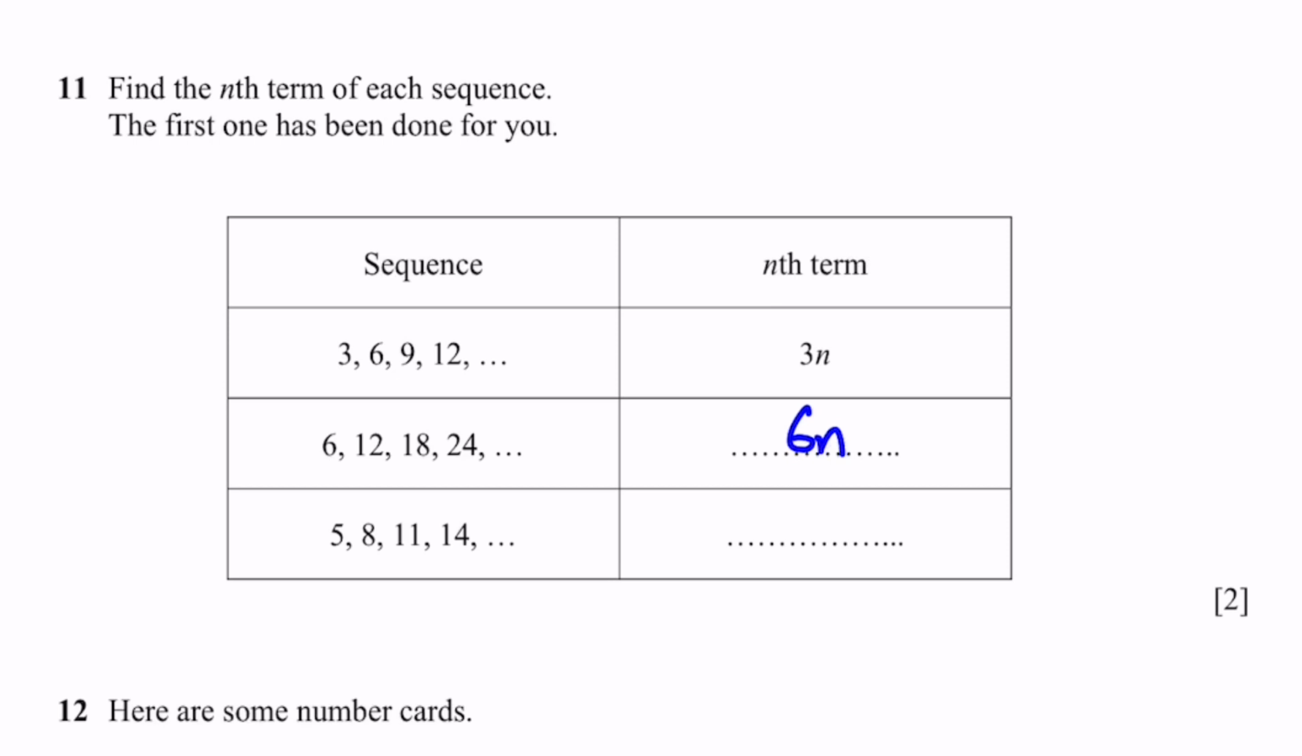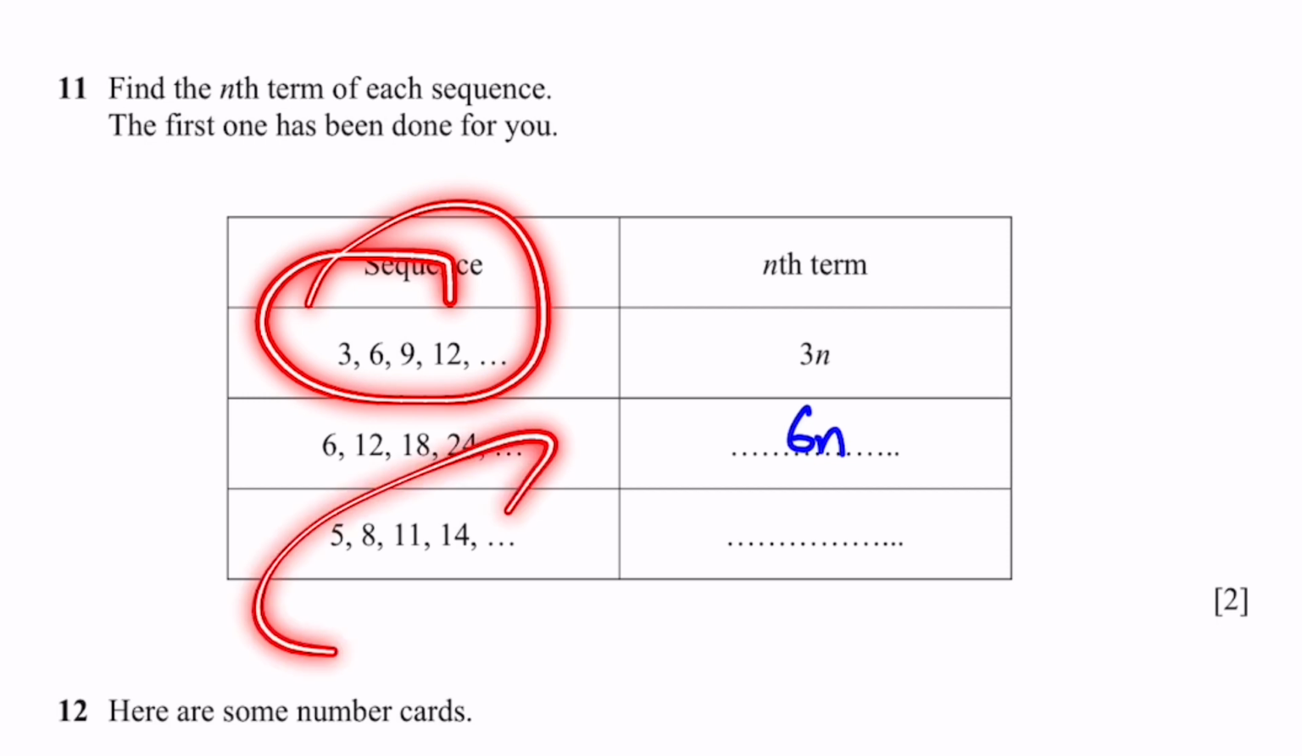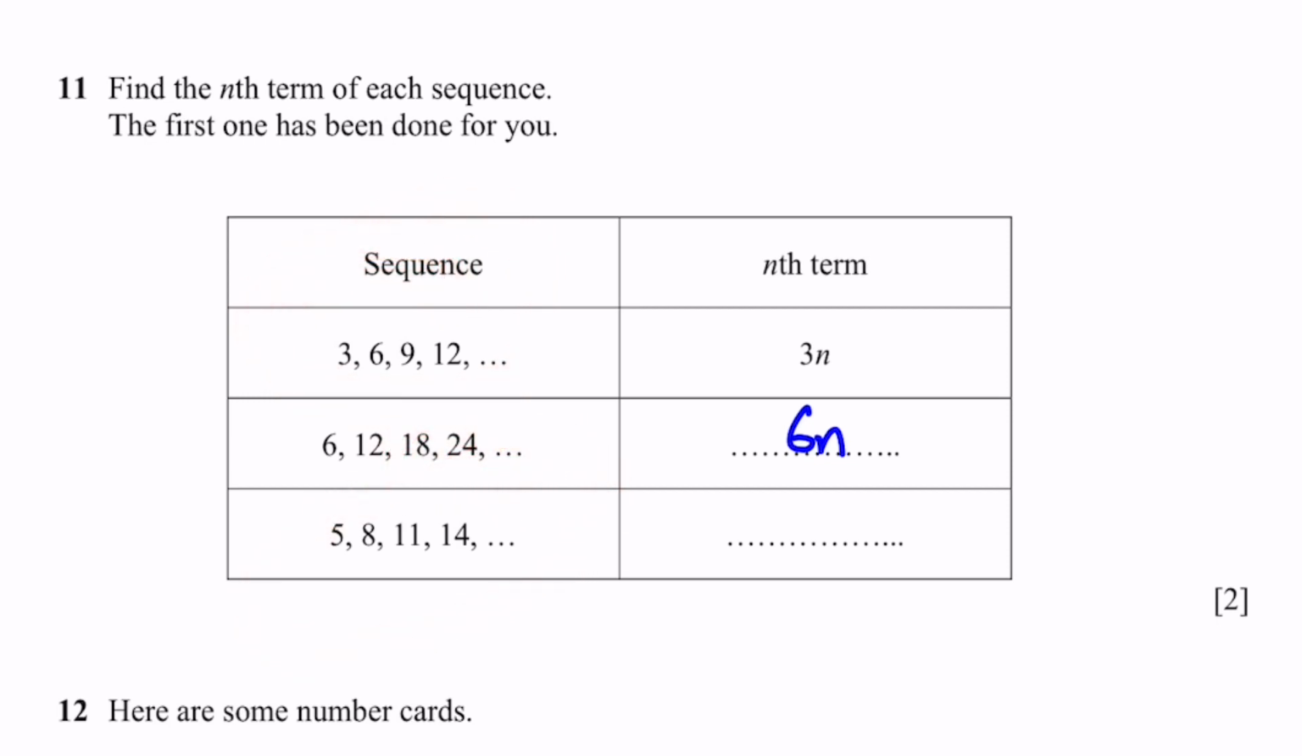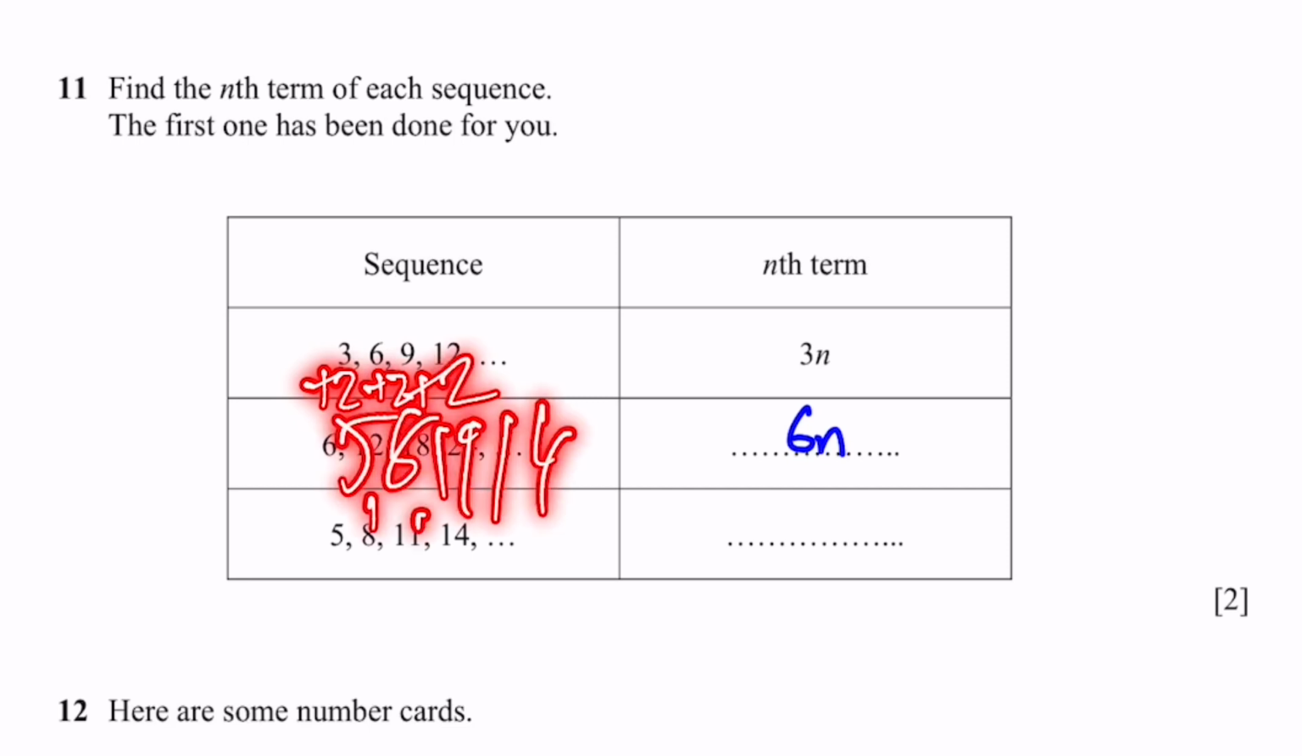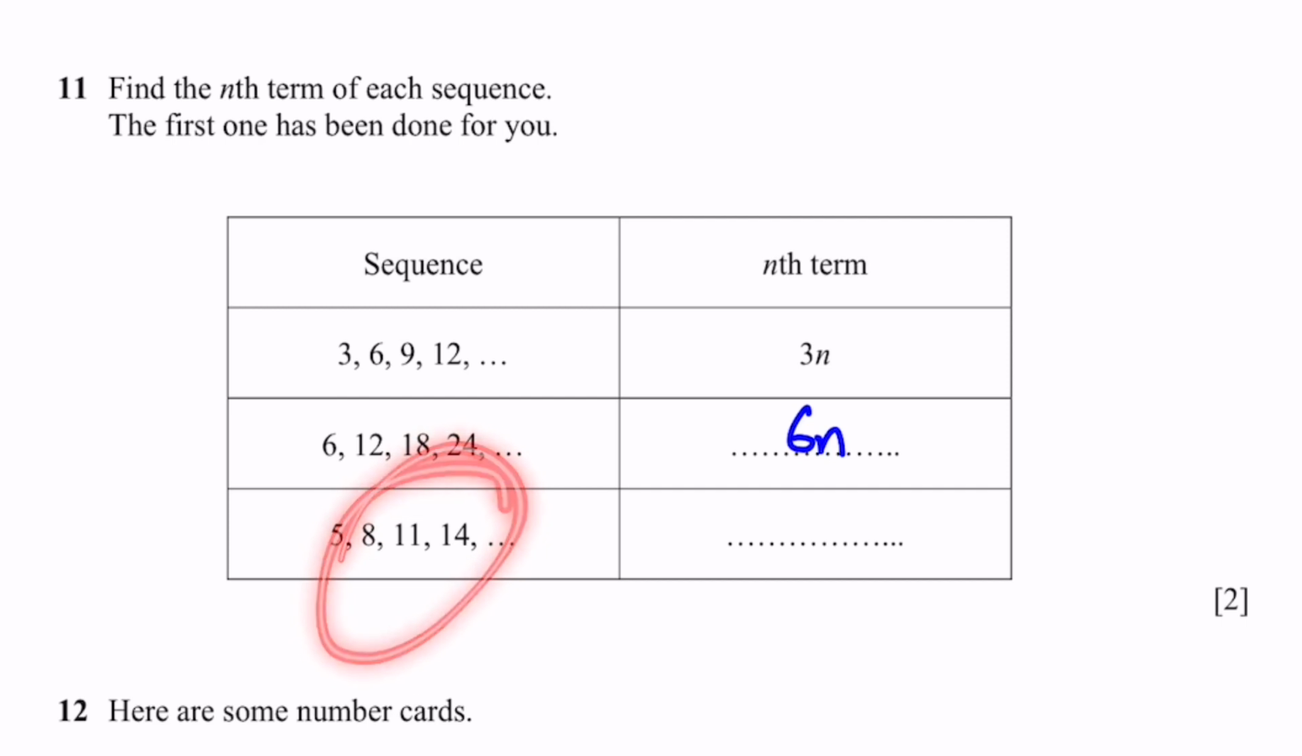5, 8, 11, 14 is actually, when we see the difference is 3 and we add 3, but we start from a number which is not in the 3 times table, which means it's something added to this. So if we write 3n and then we add 2 to all of this, we get 5, 8, 11, and 14. And these are actually what's there here, which means 3n plus 2 is the answer.